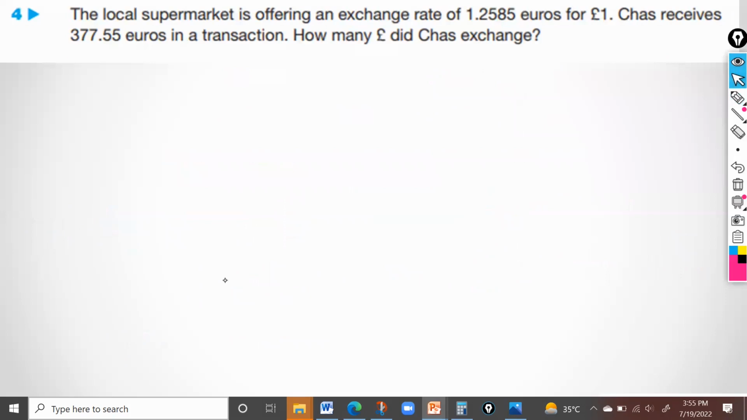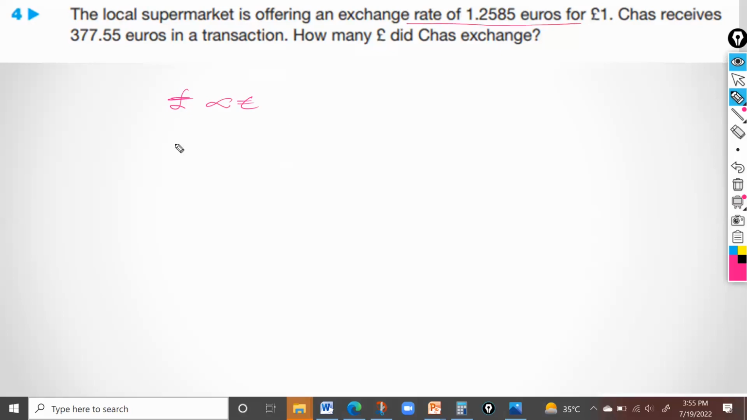Question 4. It states that the local supermarket is offering an exchange rate of 1.2585 euros for 1 pound. Cash receives 377.55 euros in the transaction. How many pounds did Cash exchange? So right now we know that pounds and euros are in direct proportion, and we know the rate is this one.